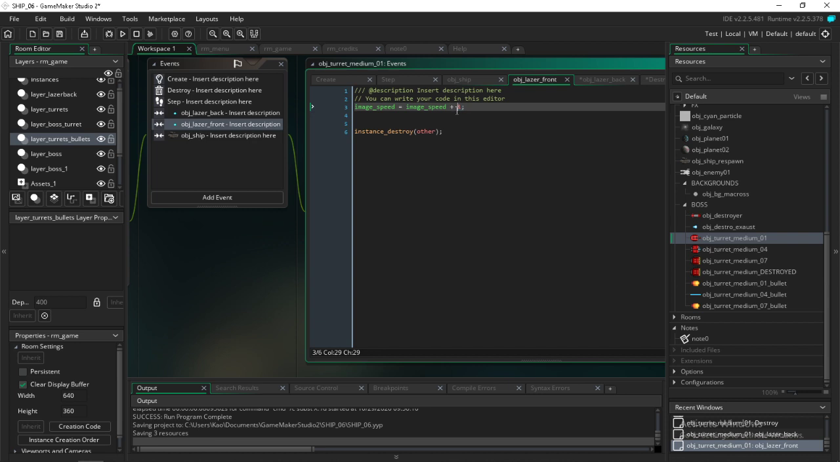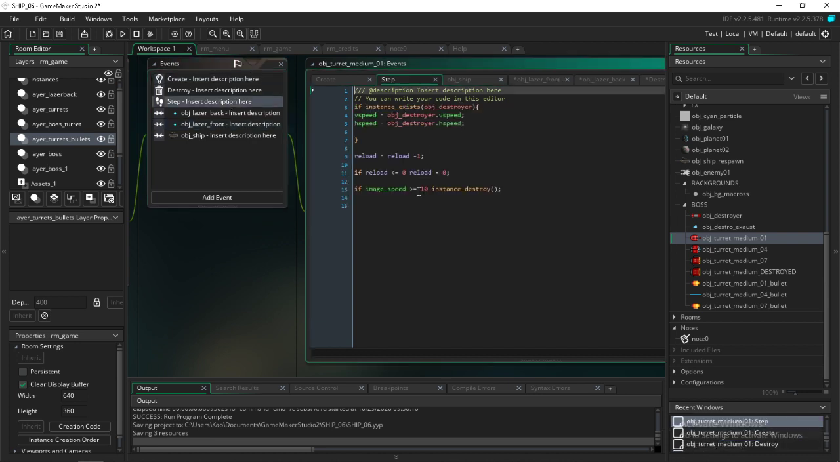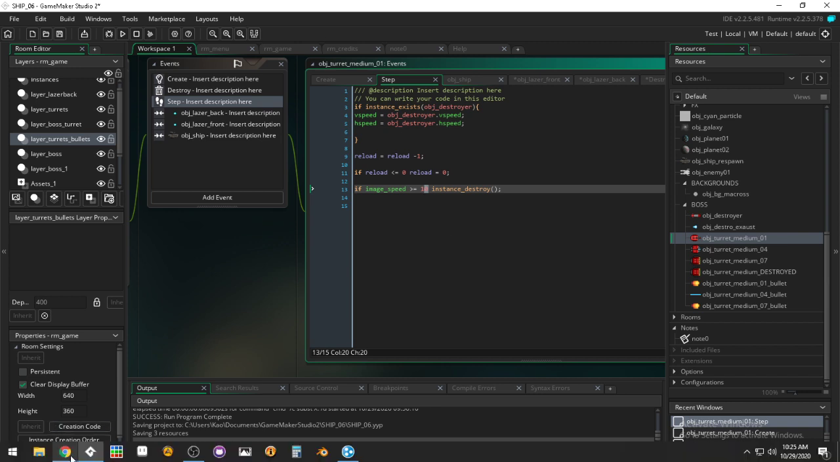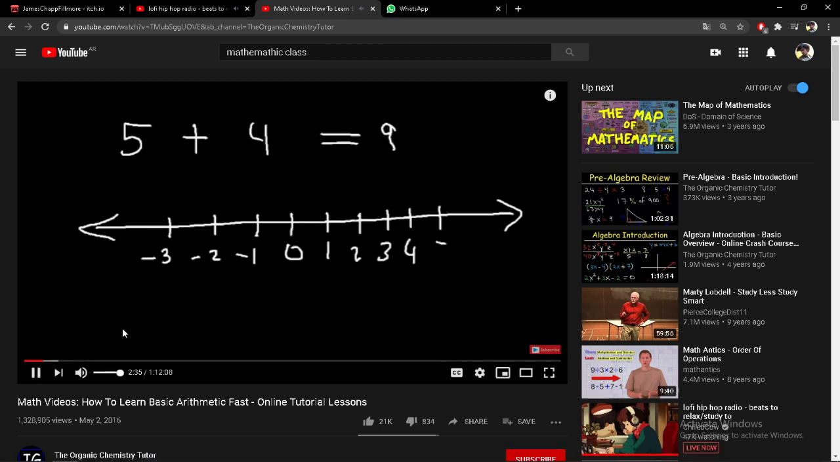So let's start with some basic addition problems. If you want to add 5 plus 4, what is the answer? Now for those of you who know, you know it's 9. But let's say if you don't know the answer to that problem, what you could do is imagine a number line. Over here you have 0, on the left side -1, -2, -3, and so forth. On the right, you have 1, 2, 3, 4, and 5.